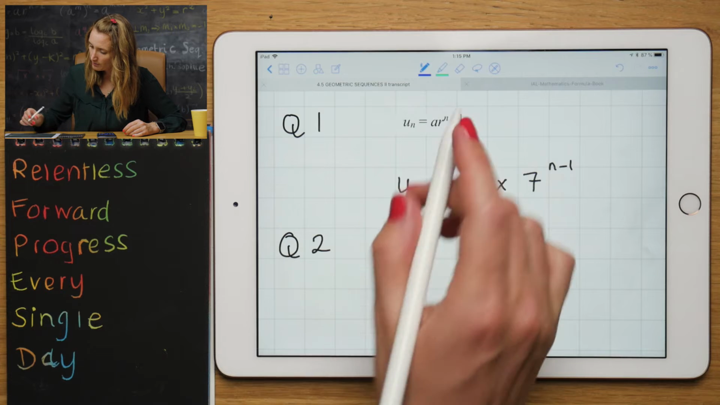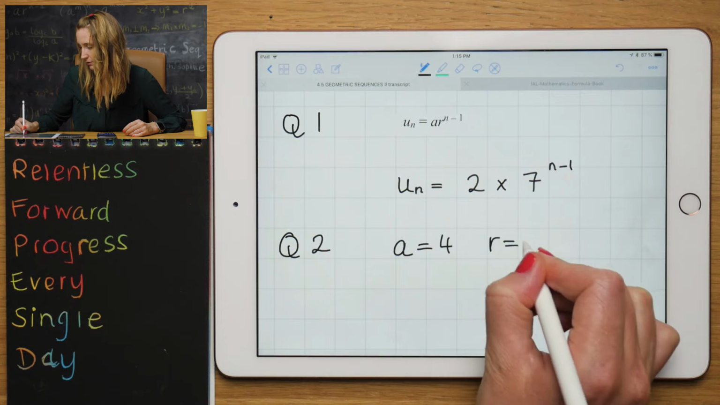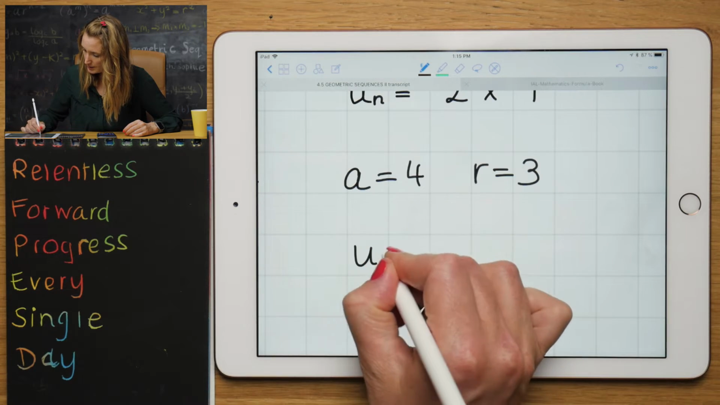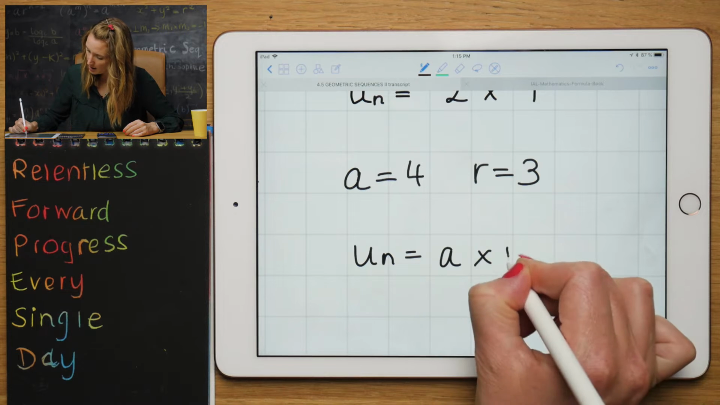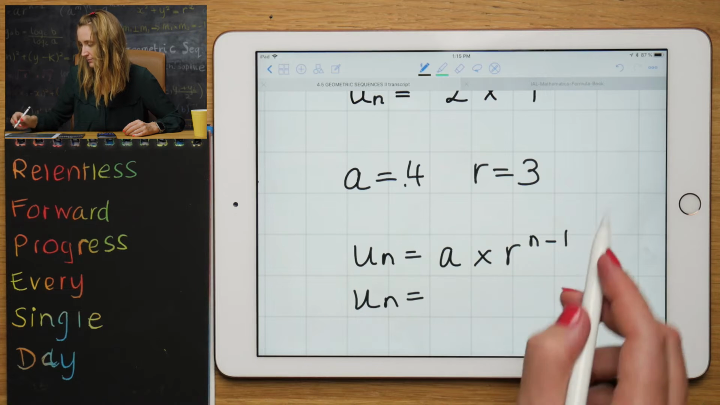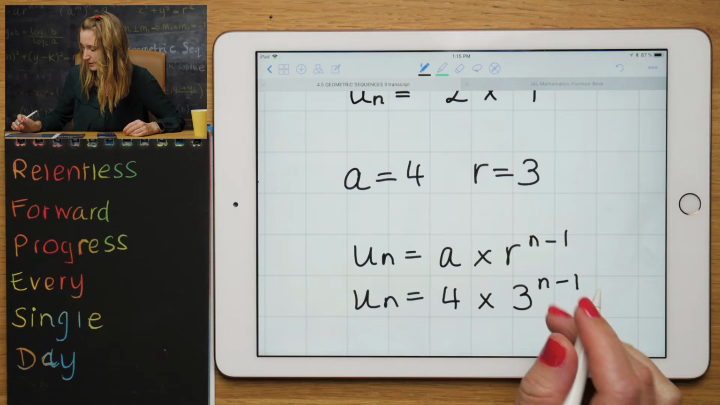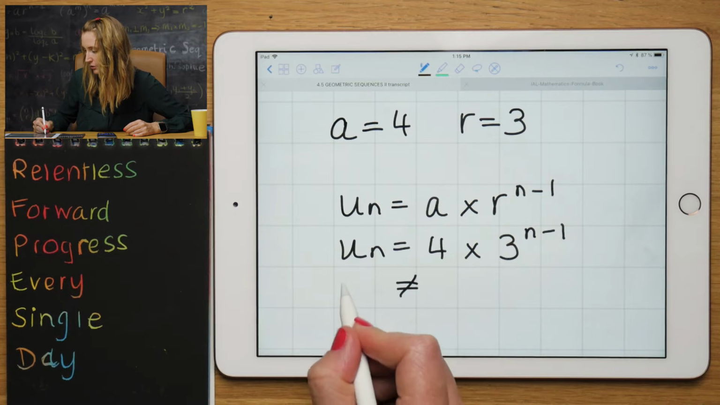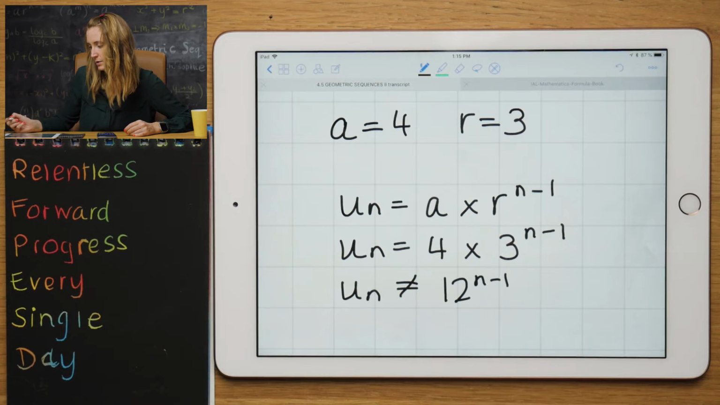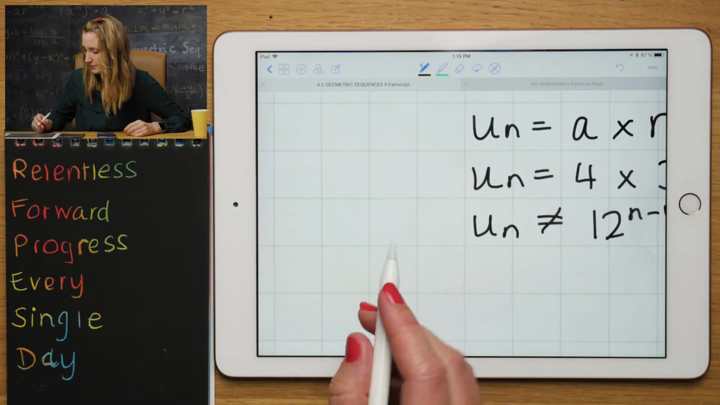So my nth term for question 2, with A equals 4, R equals 3, would be un equals A times R to the n minus 1. Always write your formula first, and then fill your numbers in. 4 times 3 to the power of n minus 1. Be careful that you know that un is not equal to 4 times 3, 12 to the n minus 1. That is a common mistake and it's incorrect. You need to leave them separate.